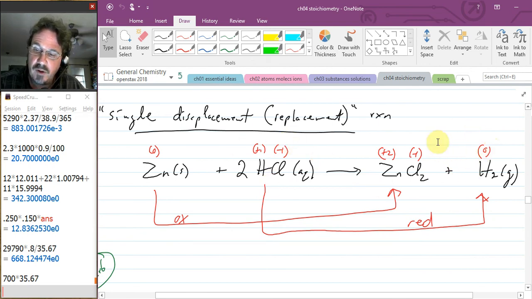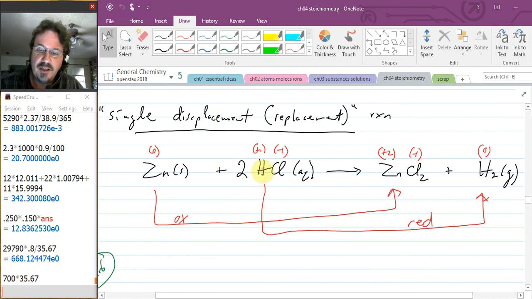Chlorine's oxidation state is minus 1, and nothing's happening to chlorine. So this is actually a redox reaction. There, I classified it, because I'm getting those changes in oxidation numbers. It's also called a single displacement reaction. Remember before with my metathesis reaction I had what's called a double displacement reaction? Well, here it's a single displacement because I'm only kicking one thing out.